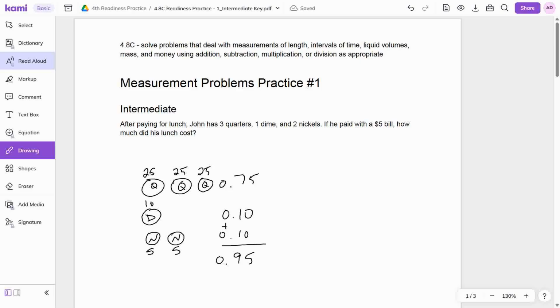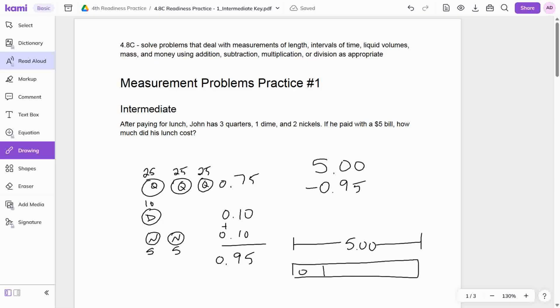He paid with a $5 bill. So if I want to figure out how much money the actual lunch cost, I'm going to take what he originally had at $5, and I'm going to subtract how much he actually has left, that 95 cents. And one way to think of it would be as a strip diagram. Think of it as a part whole. Right, so here's my 95 cents. What I'm missing is how much his lunch actually cost.